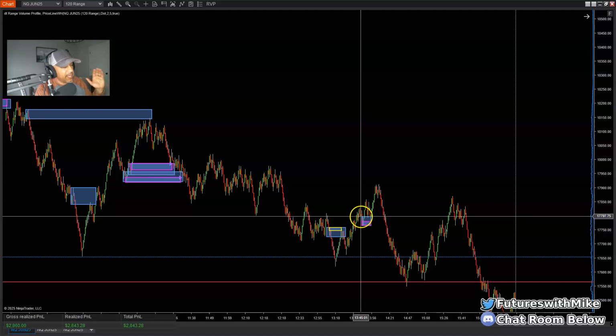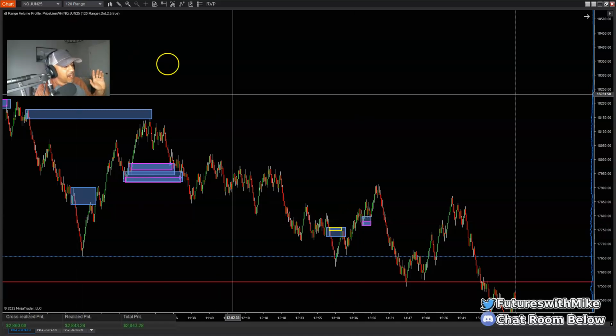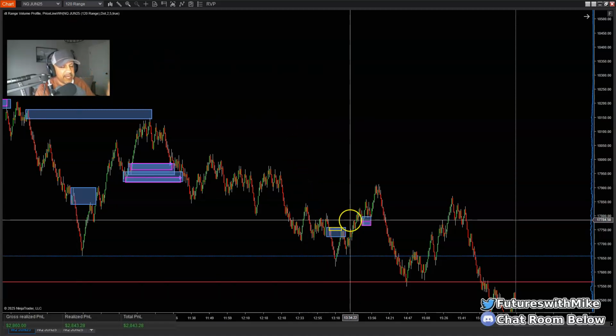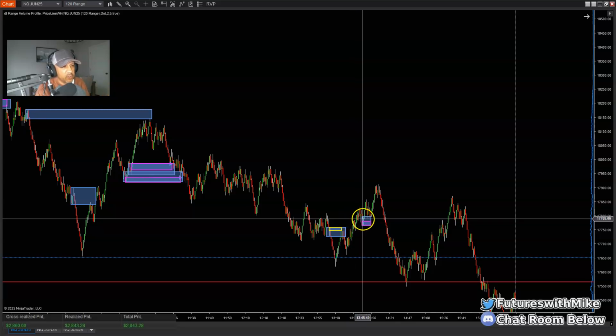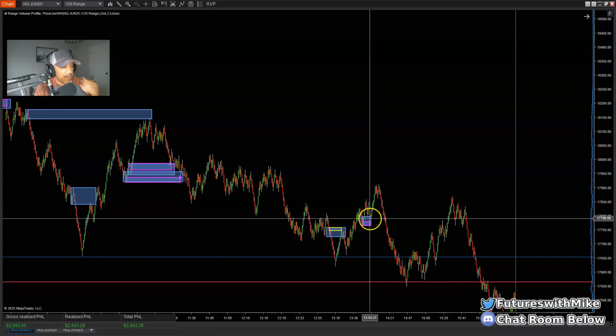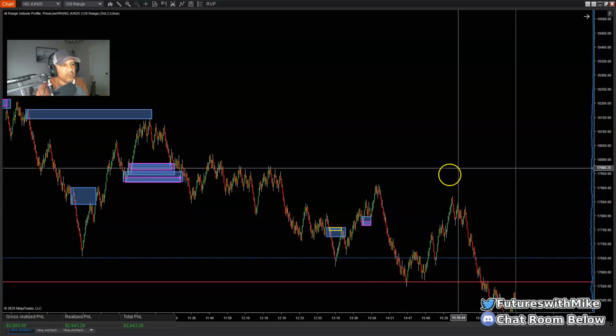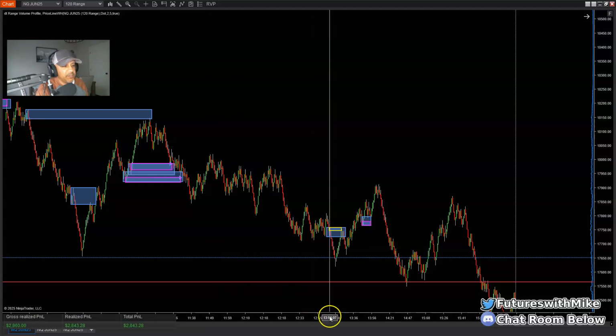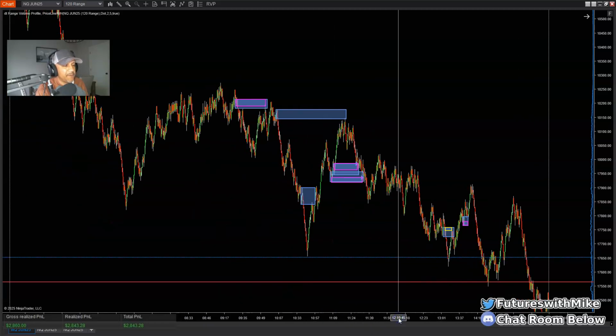So again, demand zone markup off the higher base, scale down to a lower base chart to find another zone to give you confluence at this area. Plus you have the 17,800 round number. Okay, so that was 3 means of confluence right there.